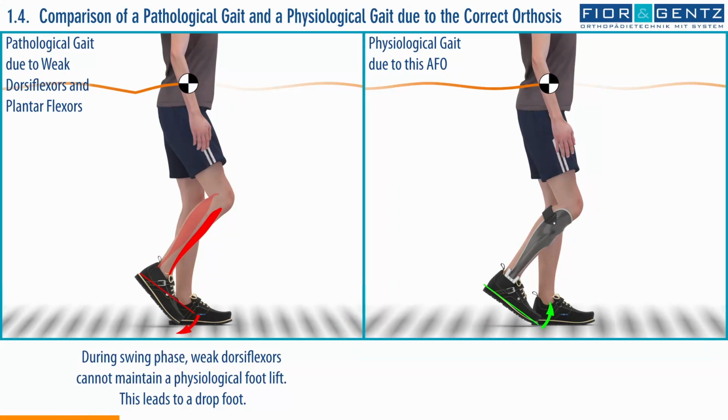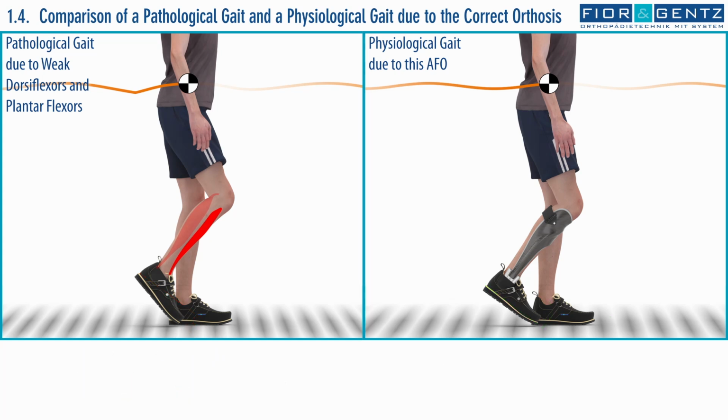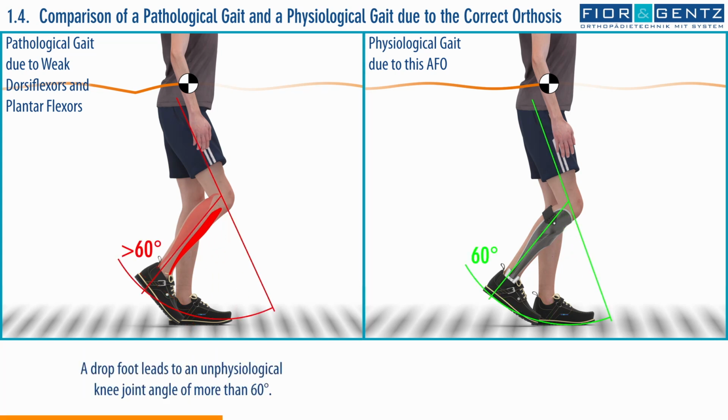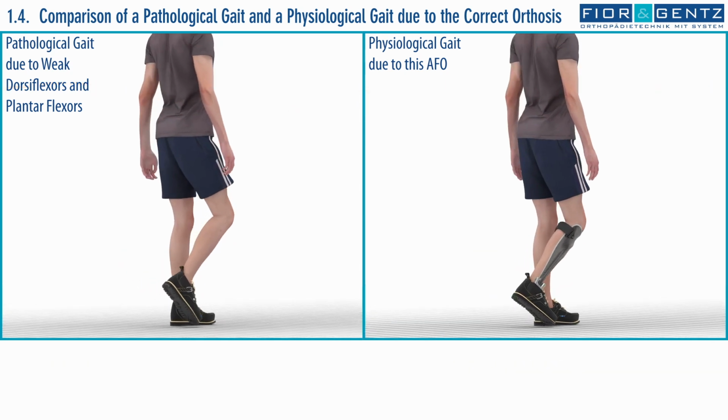During swing phase, weak dorsiflexors cannot maintain a physiological foot lift. This leads to a drop foot. An AFO with a neuro swing system ankle joint maintains a physiological foot lift. A drop foot leads to an unphysiological knee joint angle of more than 60 degrees. A physiological foot lift results in a physiological knee joint angle of 60 degrees.